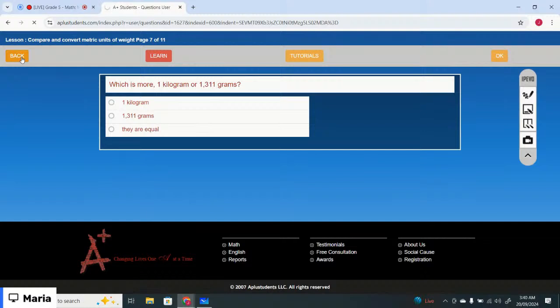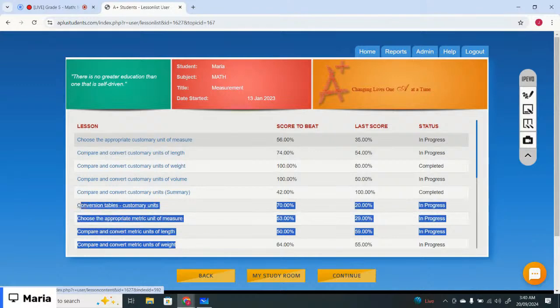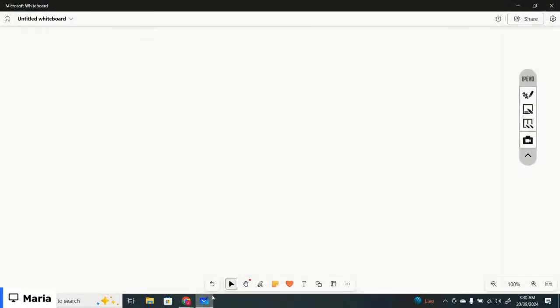So we were working on grade 5 math. Chapter we were working on is measurement, and the lessons we have covered today are conversion tables, customary units, choose the appropriate metric unit of measure, compare and convert metric unit of length, compare and convert metric unit of weight. So please make sure before the next session you complete all the practice questions for the lessons we just did. That is your homework until next session, right?